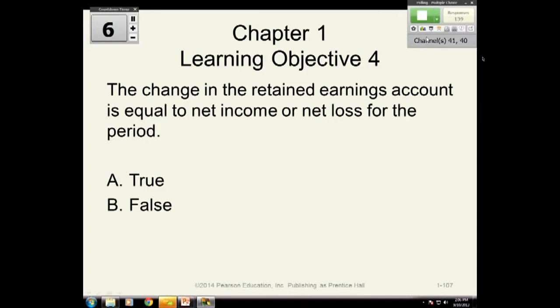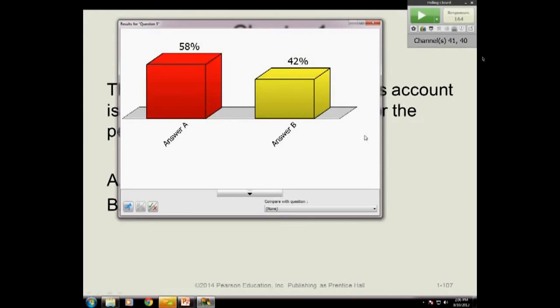All right, getting ready. Getting close. All right. We got an interesting split here. You're saying that. Let's look at the question again.